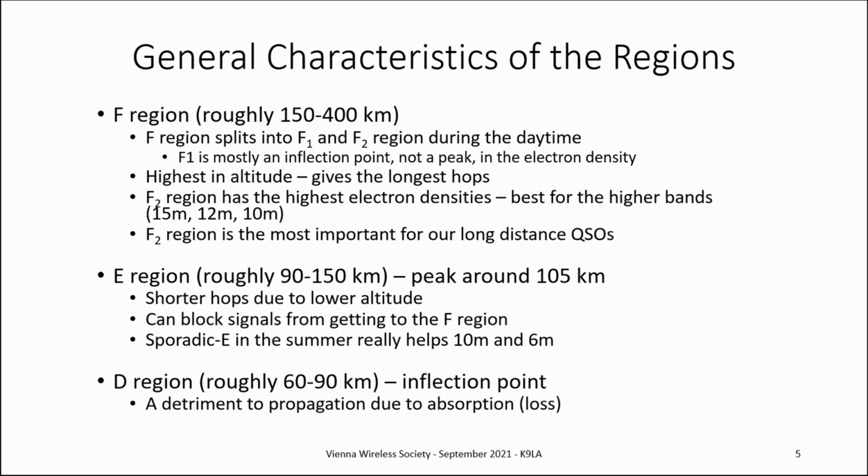The D region, like I mentioned, is 60 to 90 kilometers. It's not a peak, really. It's an inflection point. And its claim to fame is it's a detriment to propagation due to absorption, which is loss, which reduces our signal strength.